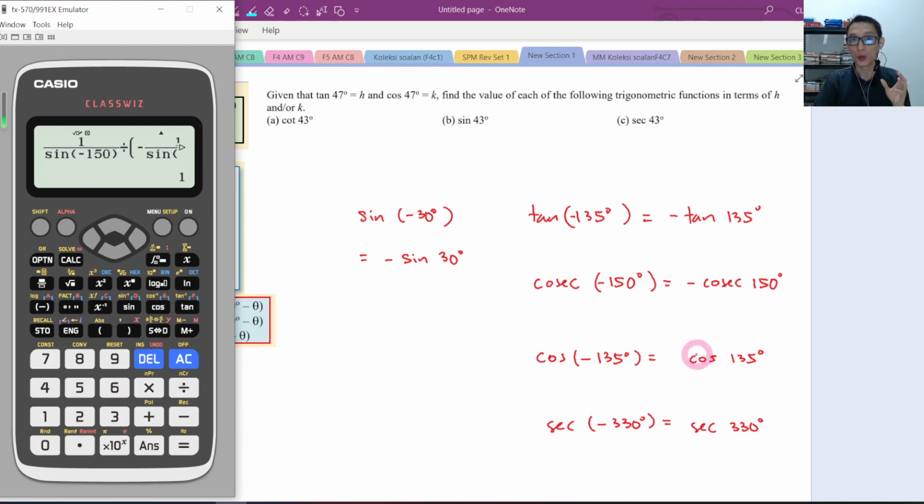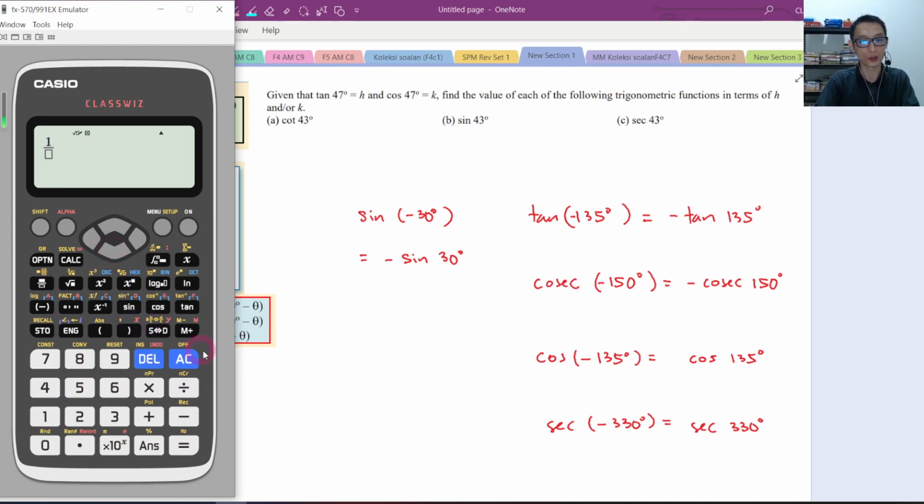So for cosine and secant, you need to be more careful. We don't have to add a negative sign in front of it. What do we need to do? Just ignore the negative sign and change the angle to a positive angle. Now, cosine negative 135 degree divided by cosine 135 degree. We do not add a negative sign in front of it. Is equal to 1. Okay, last one.